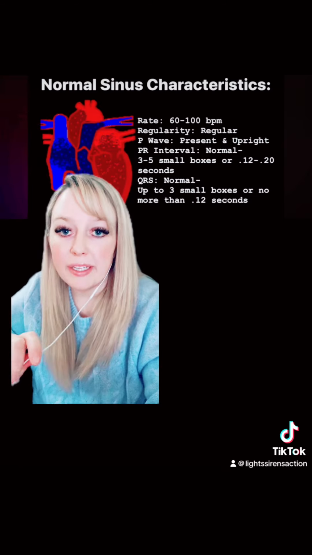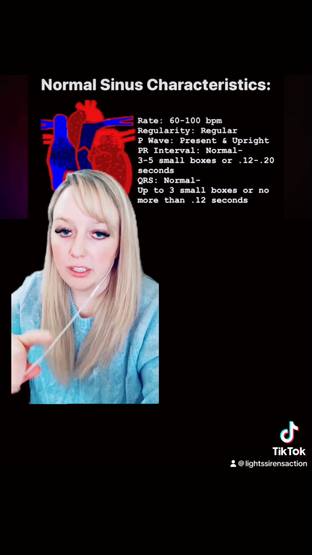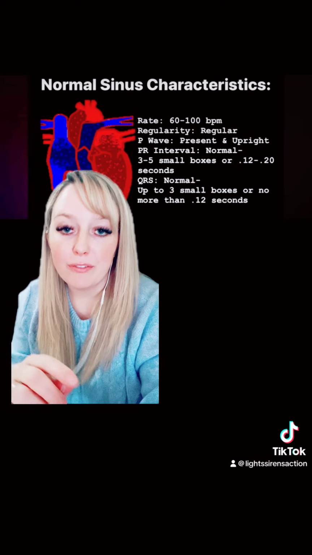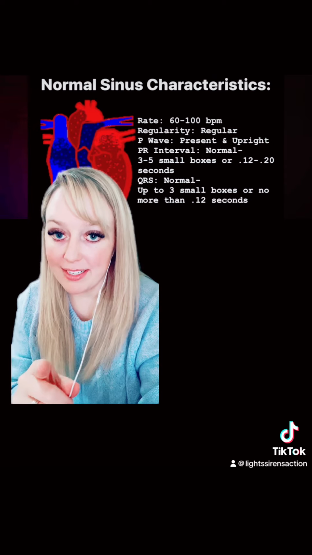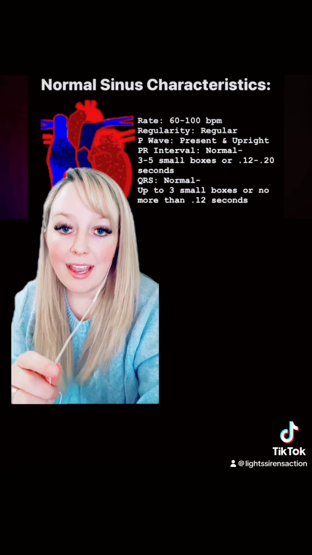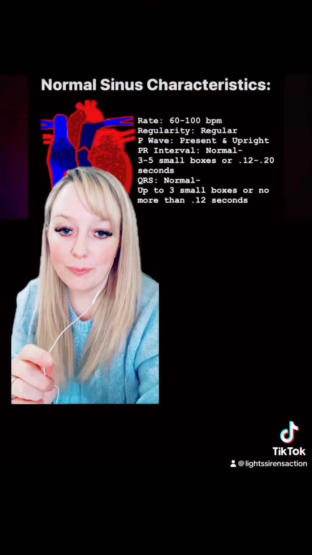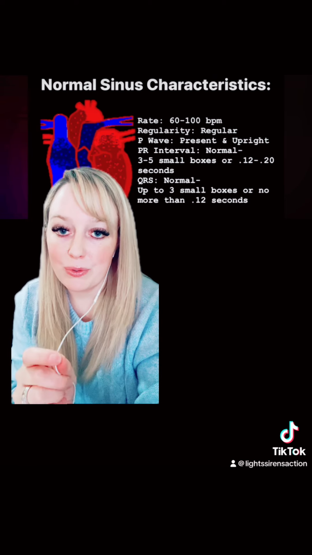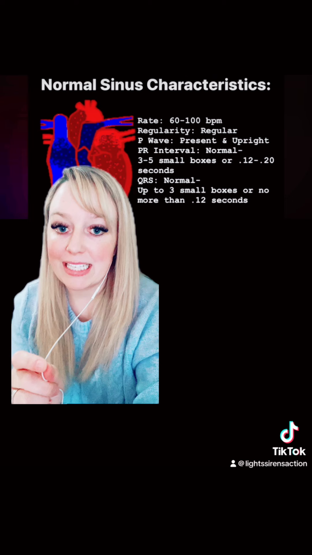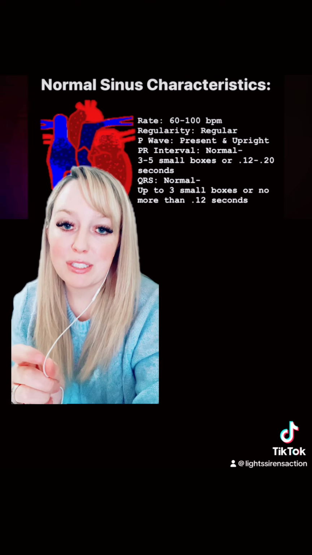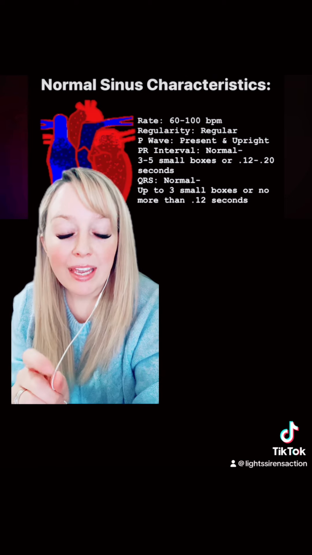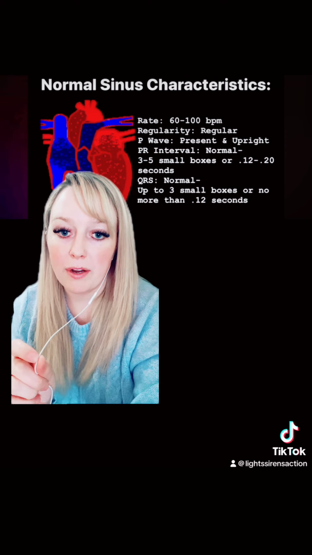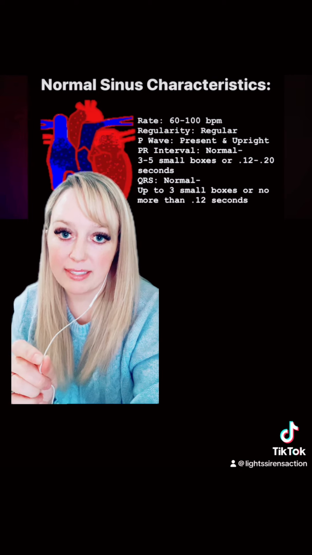Also, we would want to check our regularity, which we would do by looking for consistent R to R intervals. And then we would look for our P waves. Are our P waves present, and are they upright? And then we would check out our PR interval. The PR interval is the distance between the beginning of the P wave to the beginning of the QRS complex, and is that between 3 to 5 small boxes on the EKG strip? And then the QRS complexes, are they upright, normal, no more than 3 small boxes in width?